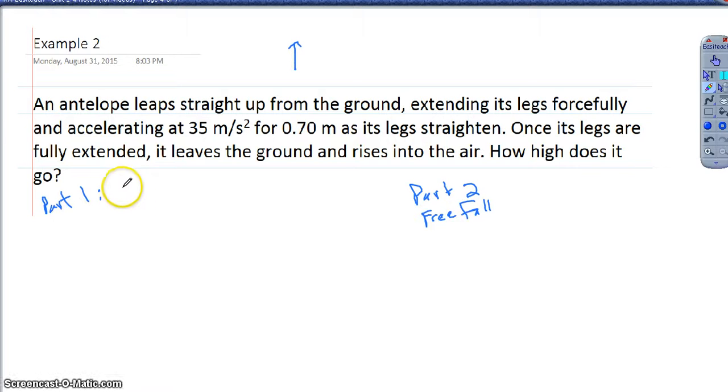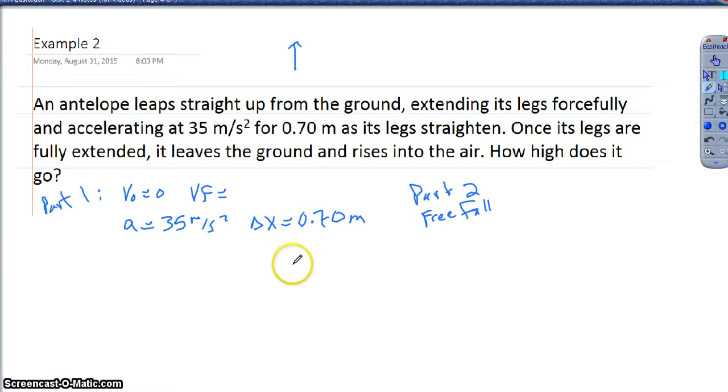Well, as he accelerates upward, we know his initial velocity was 0. We want to find his final velocity so we know what speed he'll leave the ground with. And then we know the acceleration is 35 meters per second squared, and the distance they gave me that he extends is 0.70 meters. So I've got enough information then, right, to find my final velocity. So I can use v squared equals v sub 0 squared plus 2a delta x, and I can solve for my final velocity.